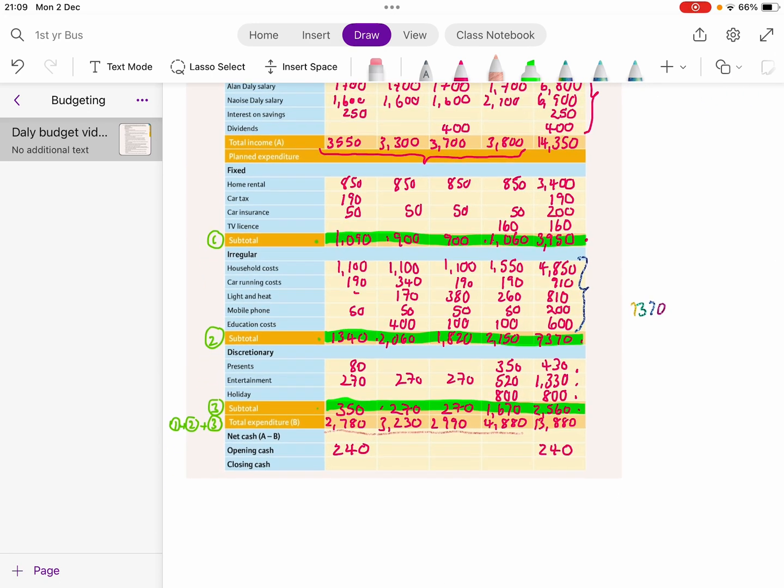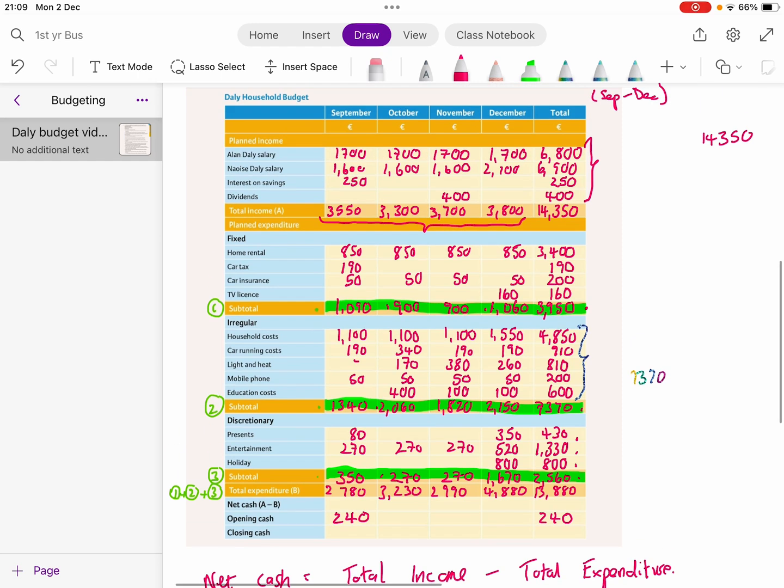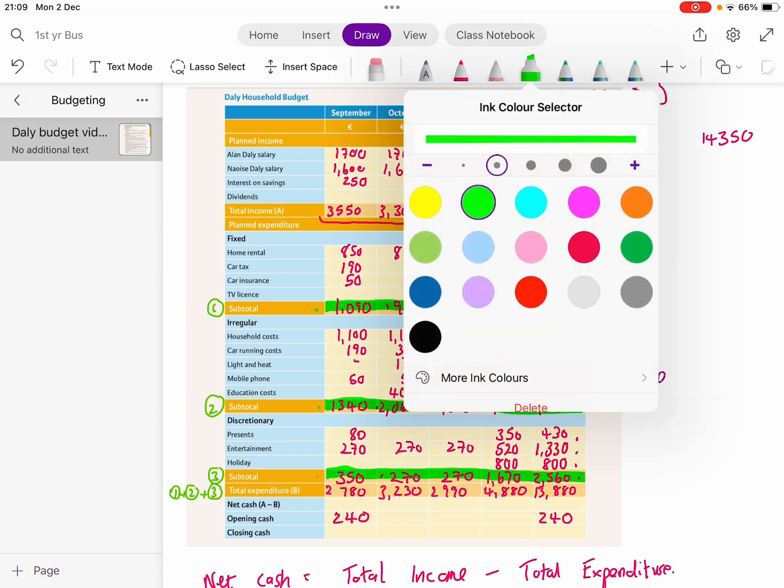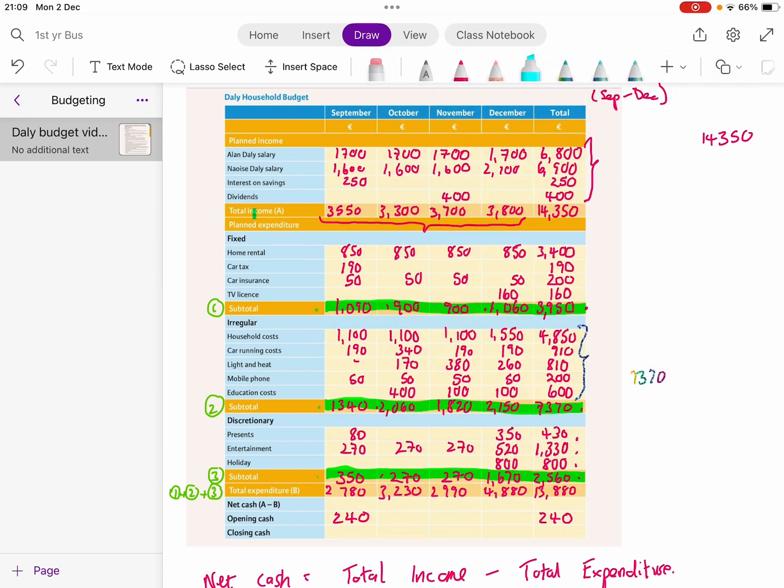Okay, so just to give me space, I'm actually going to get rid of that. So again, this is where I suppose my formulas will come into play. So to get net cash, which is the next thing I have to do, I'm going to write it here for you. Net cash is equal to total income minus total expenditure. And I have to do that for every month. Okay, so let's do, if I just highlight this for a second, this is my total income line.